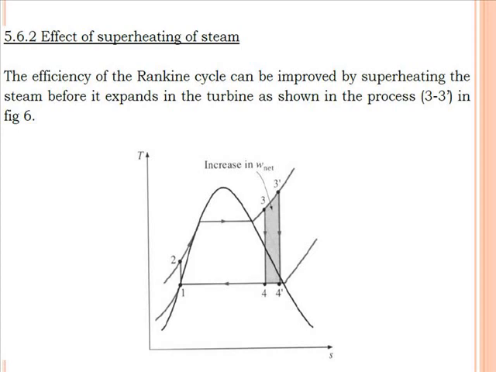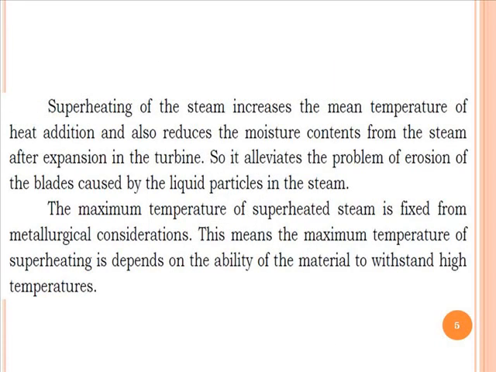The only reason is that if we go for higher and higher temperature, because of the metallurgical limits, the material in the system may be damaged. So we cannot go for a very high value of superheating of the steam. What we discussed in figure number 6 is explained here as well. So just go through this slide, then we'll go to the next slide.